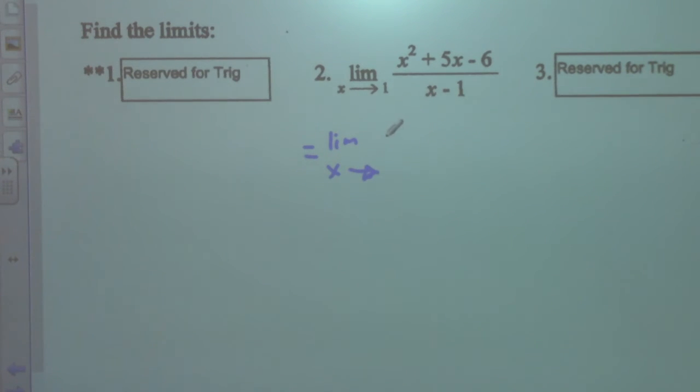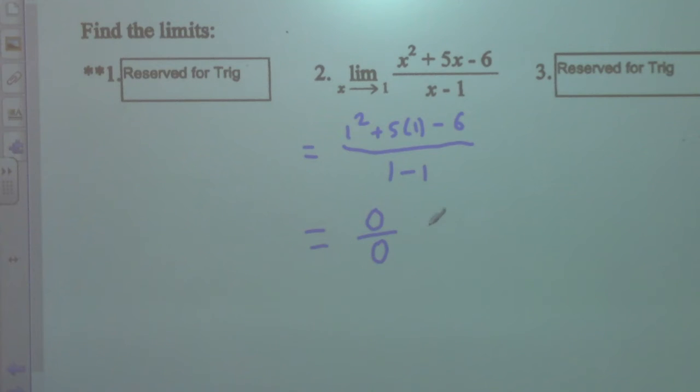So we'll say equals limit as x approaches 1, and you can try to substitute directly. You put in 1 squared plus 5 times 1 minus 6 over 1 minus 1. And so what do we have here when we simplify this? 1 plus 5 minus 6 is what? 1 plus 5 minus 6 is 0, over 0. And 0 over 0.